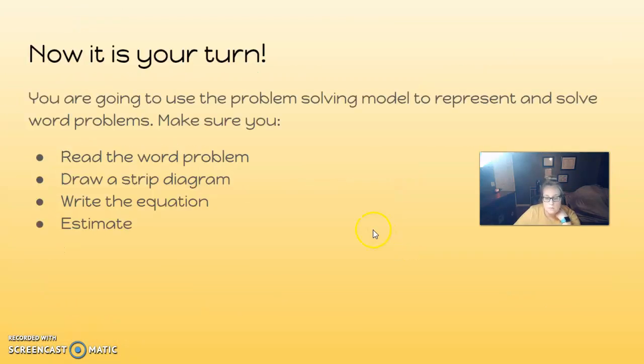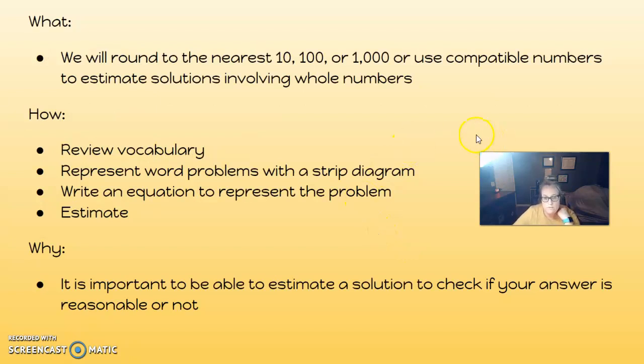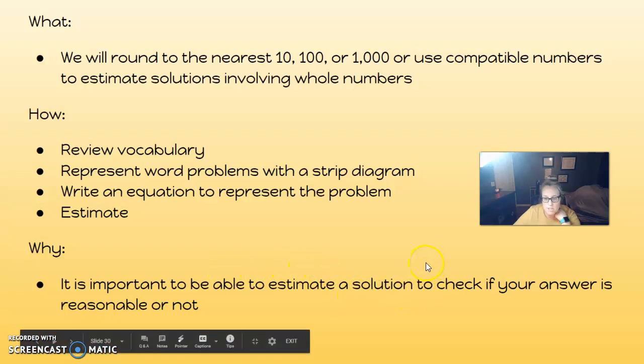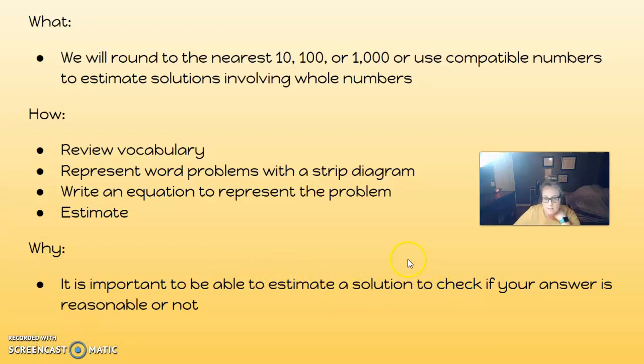Let's review what we talked about today. We talked about that we are going to round to the nearest 10, 100, or 1,000 using compatible numbers to estimate solutions involving whole numbers. We reviewed vocabulary. We represented word problems with a strip diagram. We wrote an equation to represent the problem, and we estimated. And the reason that we did that is because it's important to be able to estimate a solution to check if our answer is reasonable or not.